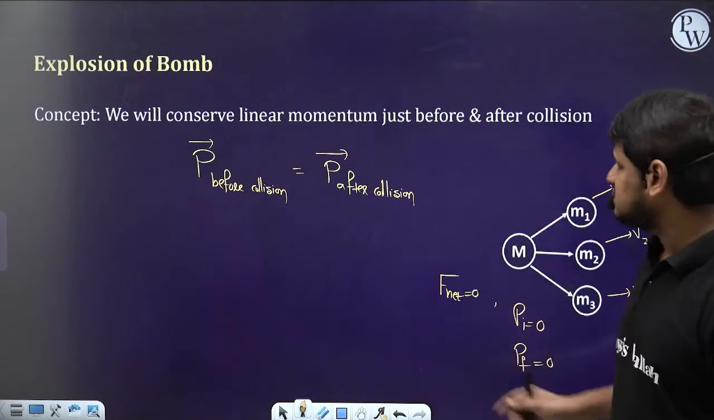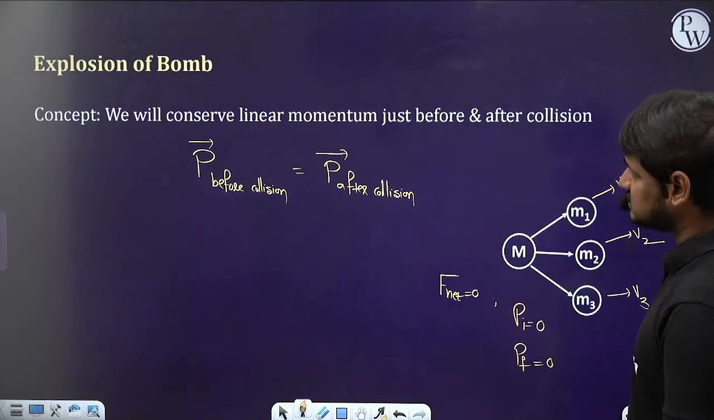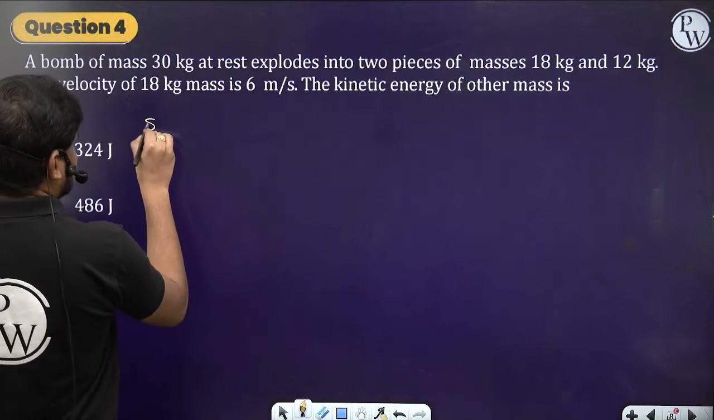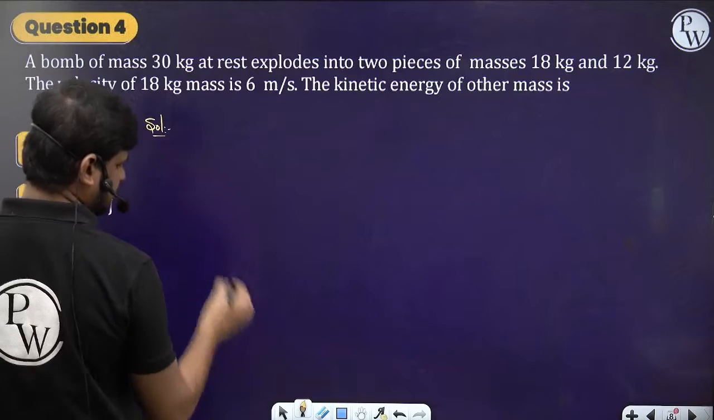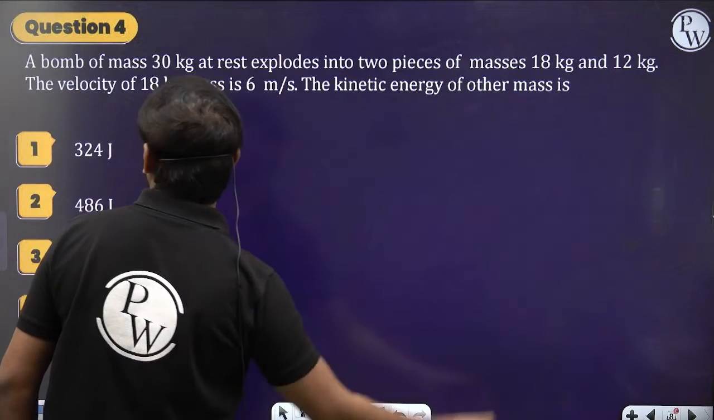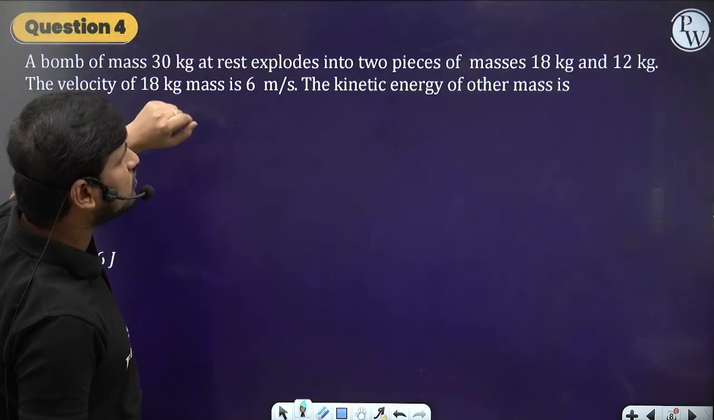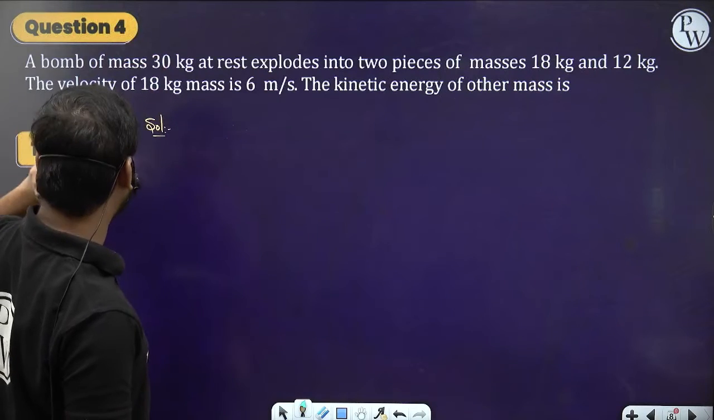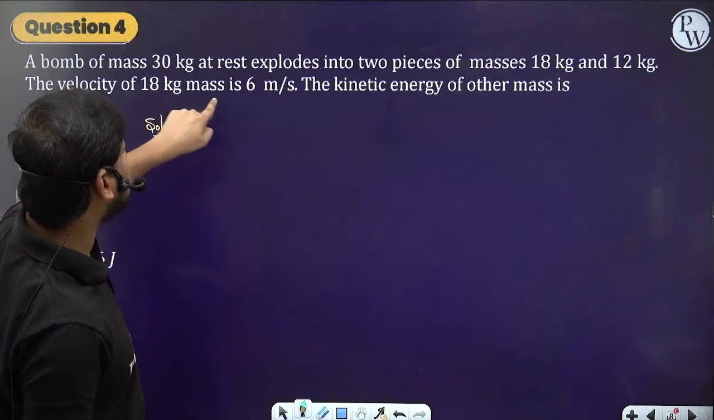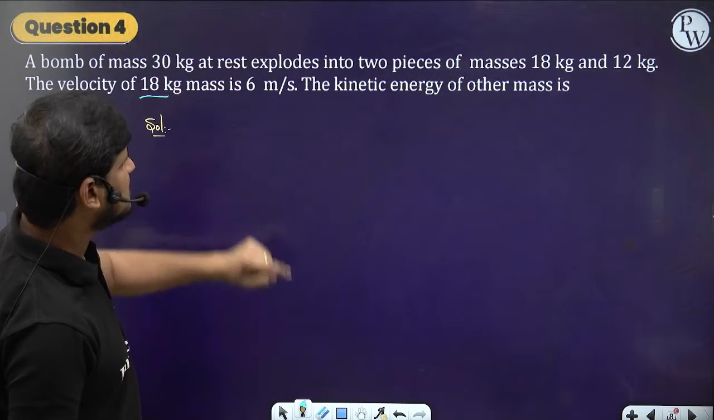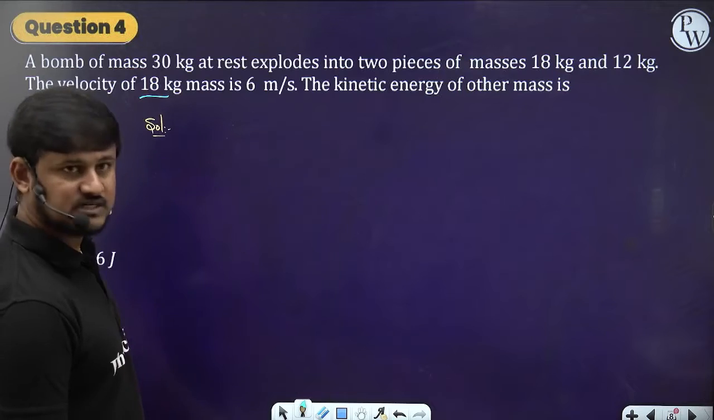This is just the basic concept. Let's solve the questions. What does question number 4 say? A bomb of mass 30 kg at rest explodes into two pieces of mass 18 kg and 12 kg. The 18 kg mass has a velocity of 6 meter per second. So the kinetic energy of the other mass is, see here.